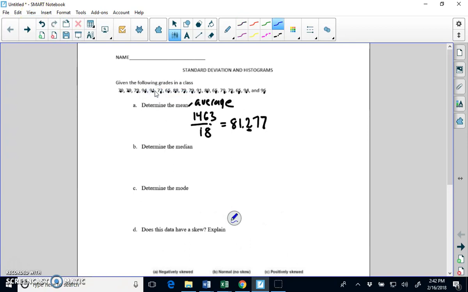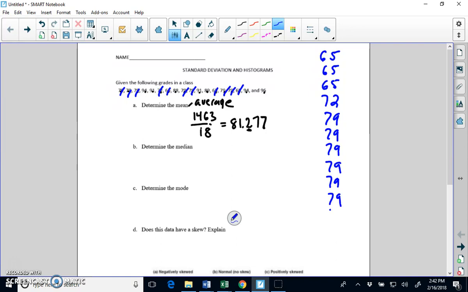So the smallest score here is 65, and there's a 65 here, a 65 here, and a 65 here. I'm going to write these down in order of smallest to largest. The next largest score is 72 right here. I'm going to write that down. And then the next largest is 79, and there are lots of 79s. There are 1, 2, 3, 4, 5, 6, 7 79s, so I have to write down seven 79s, and hopefully I don't run out of room.